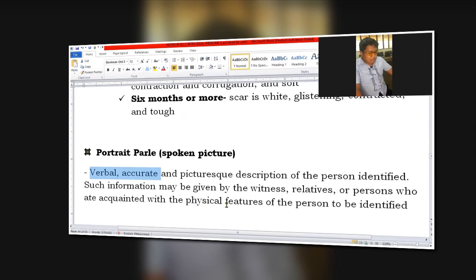Ang portrait parle is when you are describing, no, the suspect or the relatives or witness is describing the physical appearance, the appearance of his face. No, you are describing it to the investigator. Then what you are doing is a spoken picture, and the Latin for that is portrait parle. Okay.